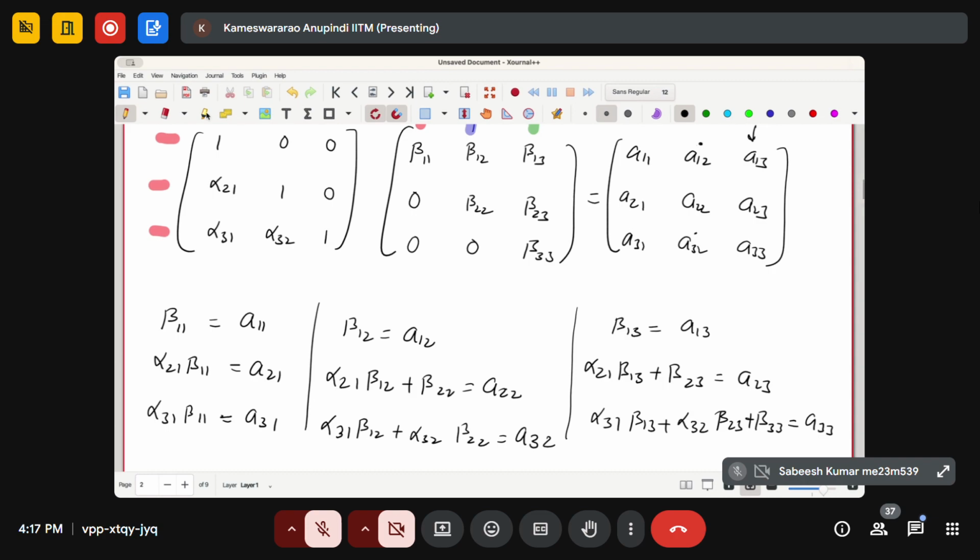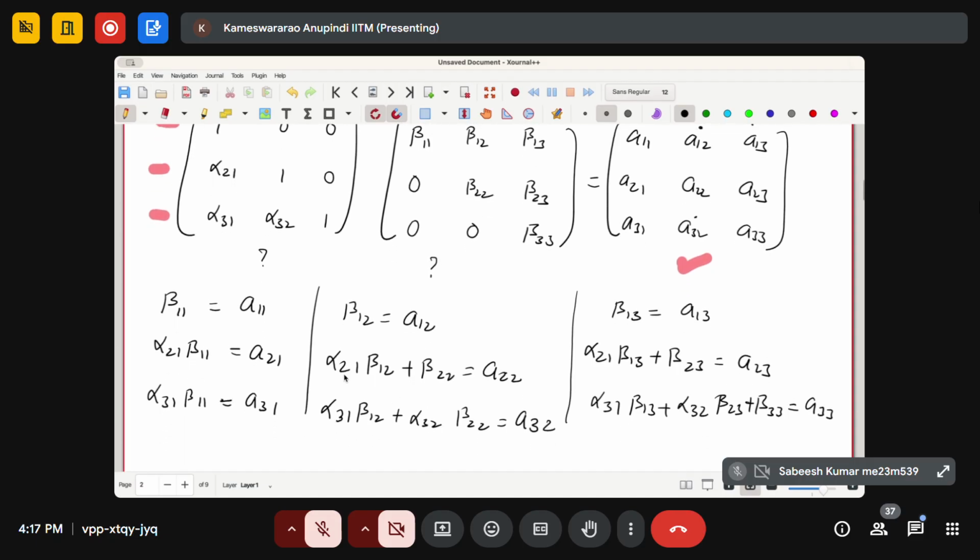Now the thing is, I know, of course, what my A matrix is. I know all these entries. Now the question is, I don't know what the alphas and betas are. That is what I want to calculate from this algorithm, right? Okay. So if that is the case, then how do I go about calculating them?